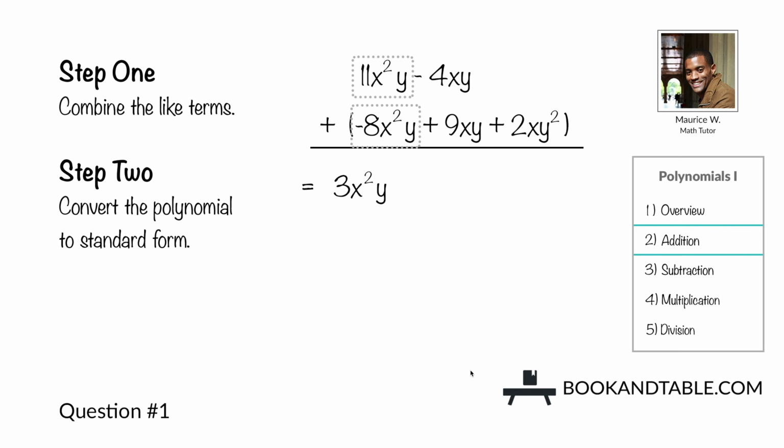Question number 1, step 1, combine the like terms. So we go to the first term of our first polynomial, 11x squared y. The variables and exponents are x squared y. So we want to combine that with any other term with the same variables and exponents. And that would be negative 8x squared y. So we add their coefficients. 11 minus 8 is equal to 3x squared y.